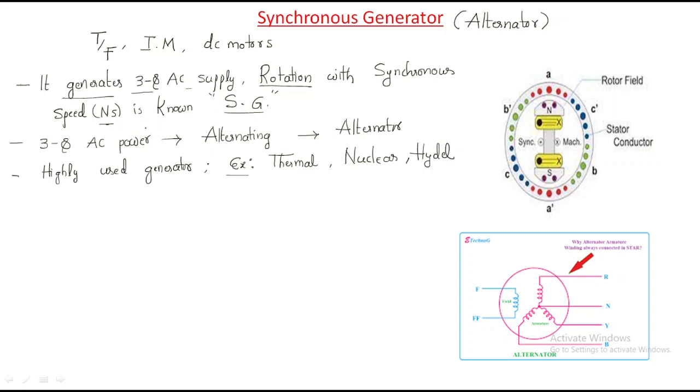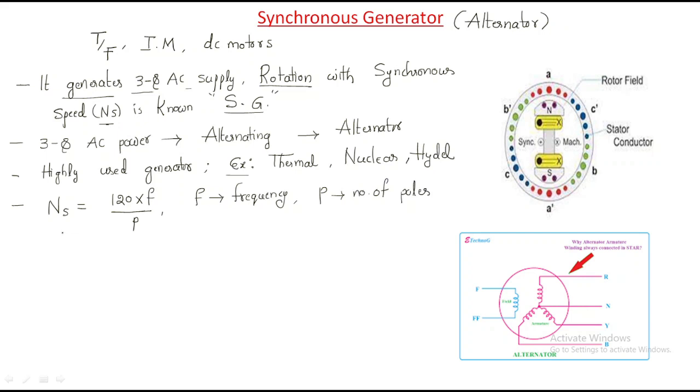We know that the synchronous generator generates at synchronous speed. You know that the synchronous speed Ns equals 120f by P, where Ns is the synchronous speed, f is the frequency of the supply or generation, and P is the number of poles.